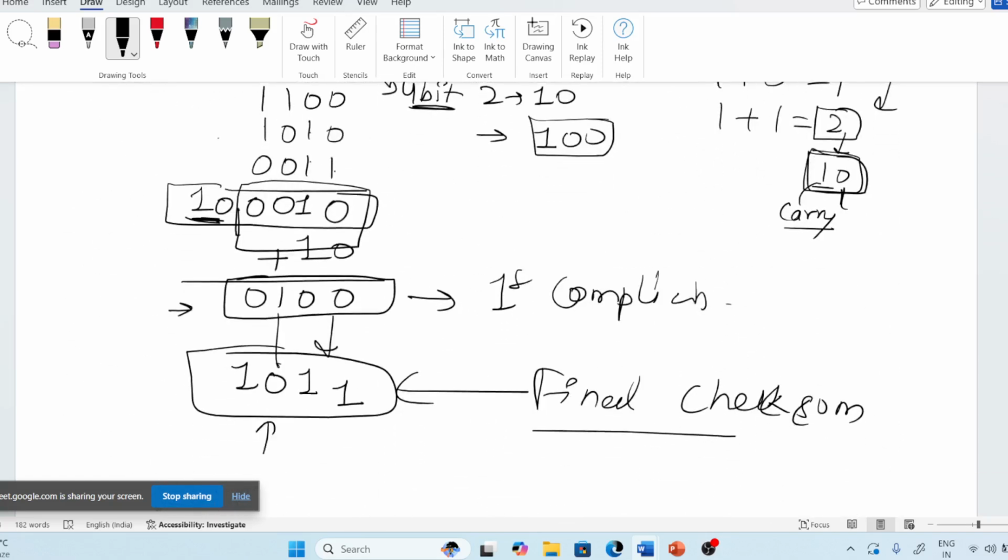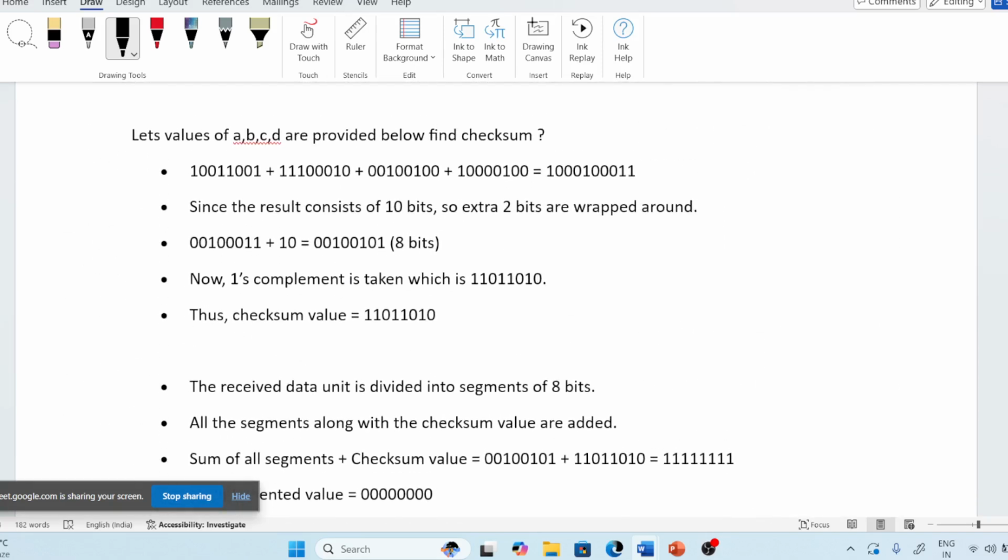Okay, let's see another question so that you can see an 8-bit question. Okay. So let's see the question. Let the values of A, B, C, D be provided below. Find the checksum. Sir, this is the value of A, this is the value of B, this is the value of C, this is the value of D. Add these. When you add them, you should get this value. Okay, let's add this. Let's add this, sir.